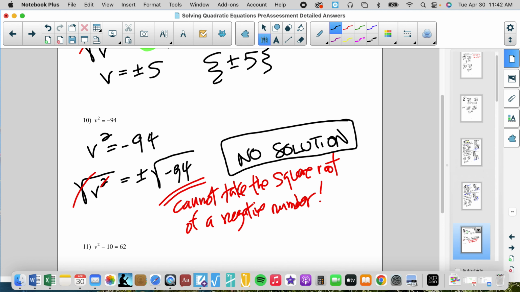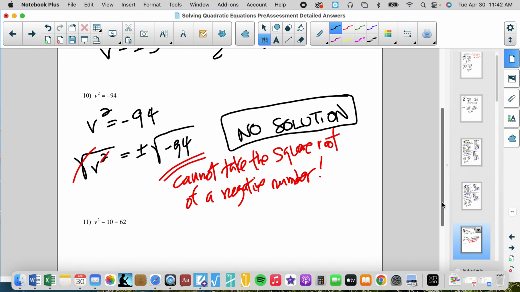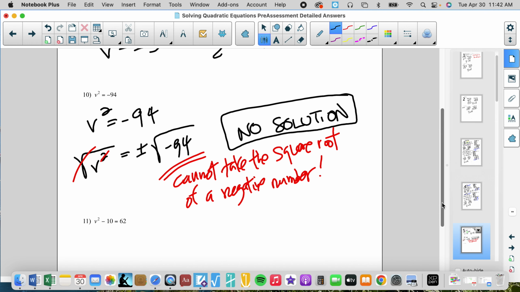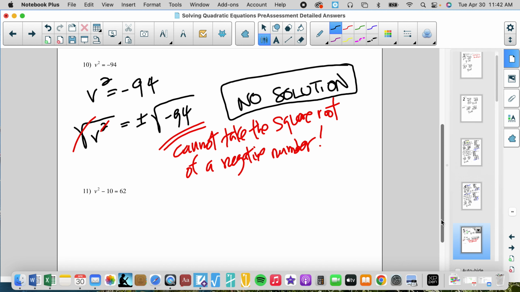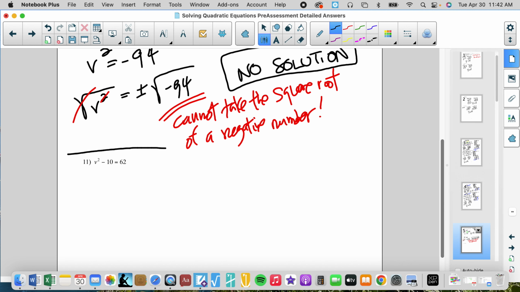Later on in Algebra 2, you will learn how to deal with negatives in radicals with imaginary numbers, and you'll have a different answer that will involve the letter i, which is a symbol representing the square root of -1. But we won't do that.